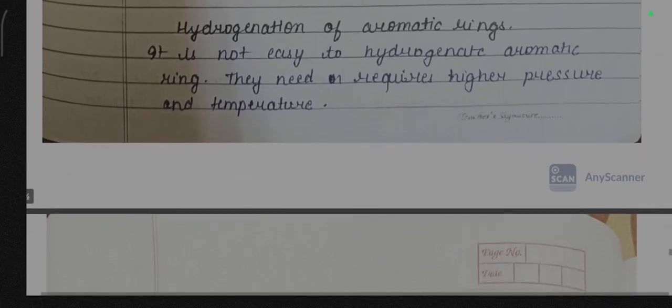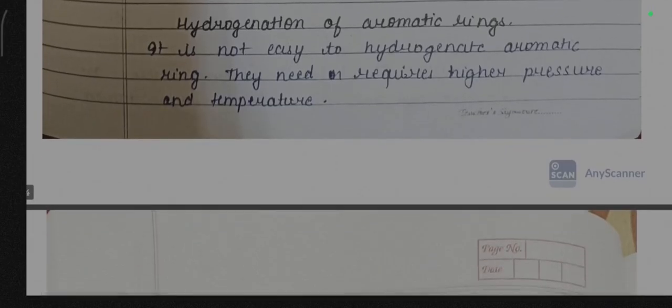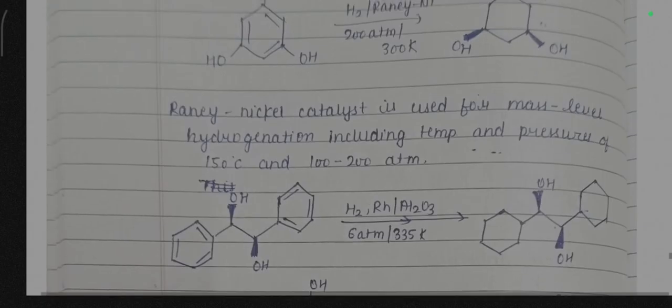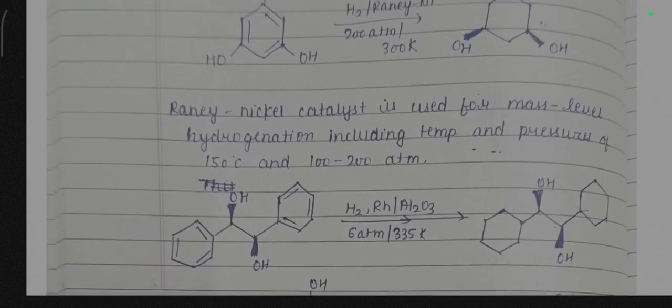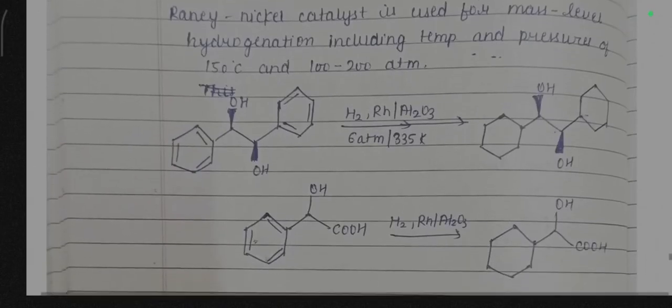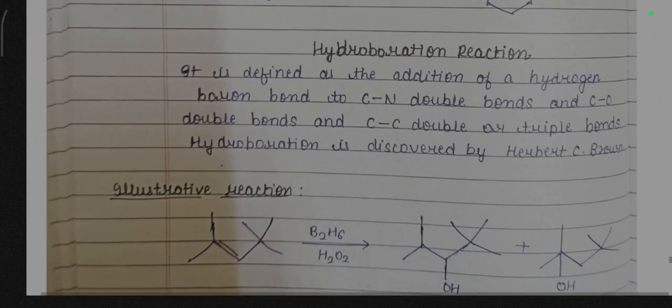Hydrogenation of aromatic rings. It is not easy to hydrogenate aromatic rings. They require higher pressure and temperature. Raney-Nickel catalyst is used for mass level hydrogenation, including a temperature of 150 degrees Celsius and a pressure of 100 to 200 atm. Hydroboration reaction. It is defined as the addition of a hydrogen-boron bond to C=N double bonds, C=O double bonds and C=C double or triple bonds. Hydroboration was discovered by Herbert C. Brown.